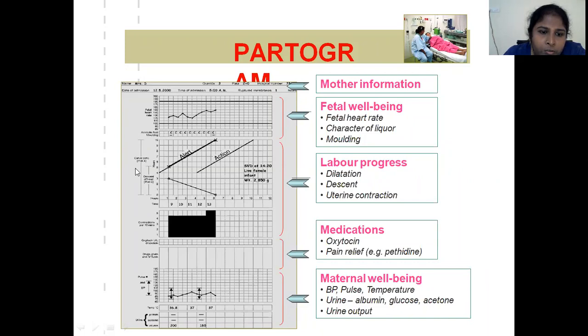Here cervical dilatation and descent are plotted. Fetal heart rate is plotted. This is like our CTG, fetal heart rate. Uterine contractions are plotted here. Oxytocin is plotted here.